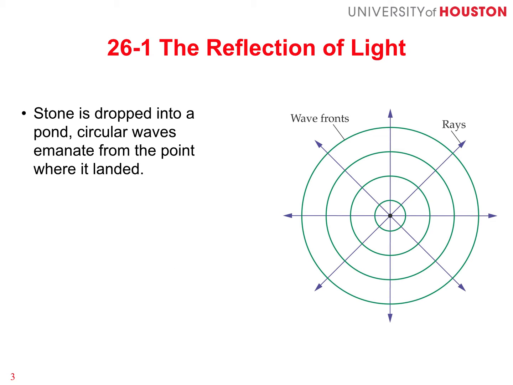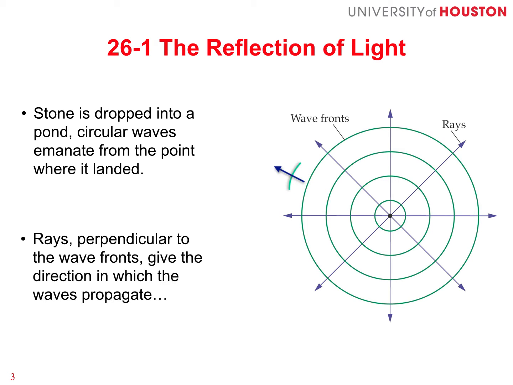As we discussed in the previous chapter, light is an electromagnetic wave that will travel in a direction away from the source. We can make an analogy with a stone that is dropped in a pond. The source is the location where the stone is dropped, and when it is dropped, there will be circular waves which emanate from that point.